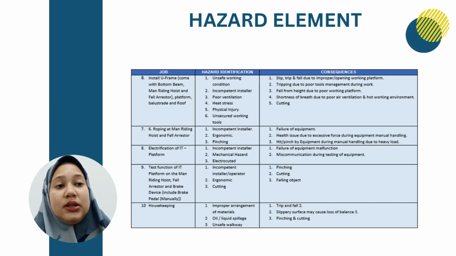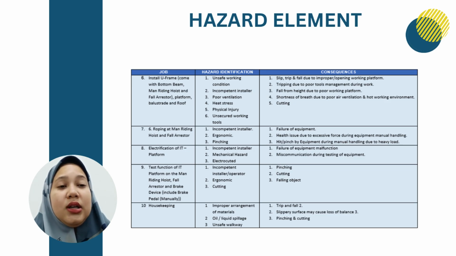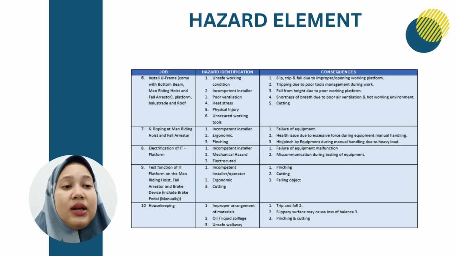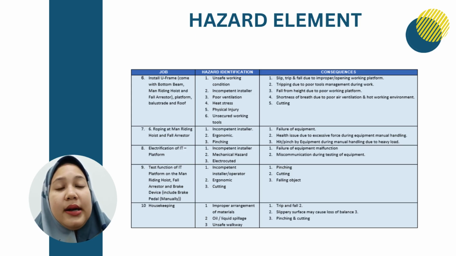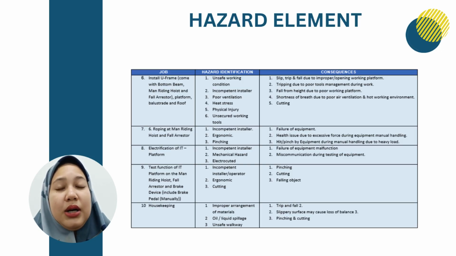Okay, the last step will be housekeeping. During the housekeeping, we are able to identify several hazards, which is improper arrangement of material can lead to trip and fall, and also if there are any oil and liquid spillage it can result in a slippery surface that can cause loss of balance and eventually may cause harm to the worker. Okay, and this spillage also might result in an unsafe walkway at the site area.